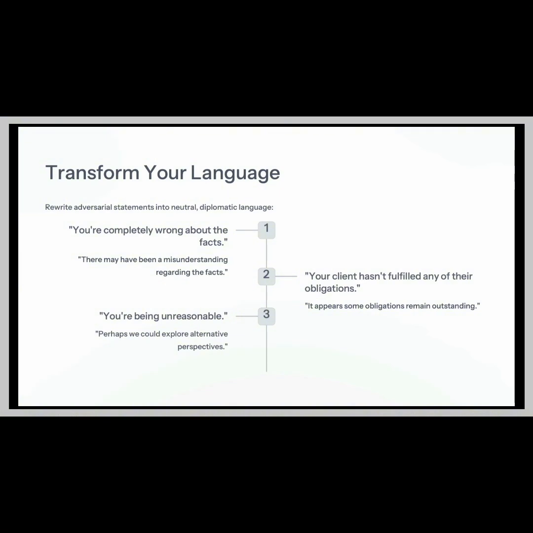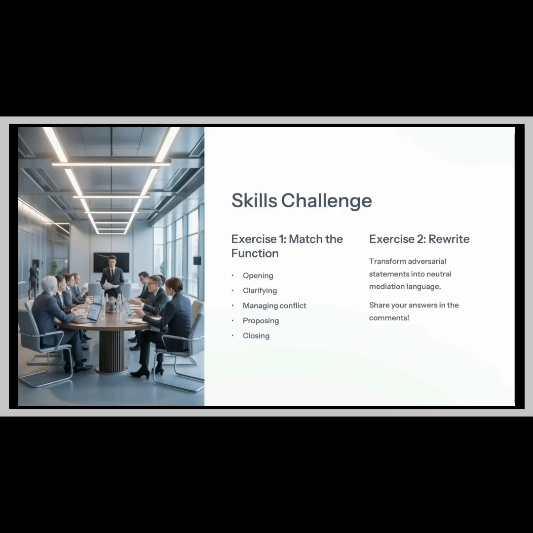So here we have 2 little skills challenges. Have a look at these 5 stages of the mediation: the opening, the clarifying, the managing conflict, proposing and closing. See if you can think of suitable sentences that could be used in each stage. And then we have a rewrite exercise. So have a look back at some of these more adversarial statements in this video and see if you can write them into more neutral language.